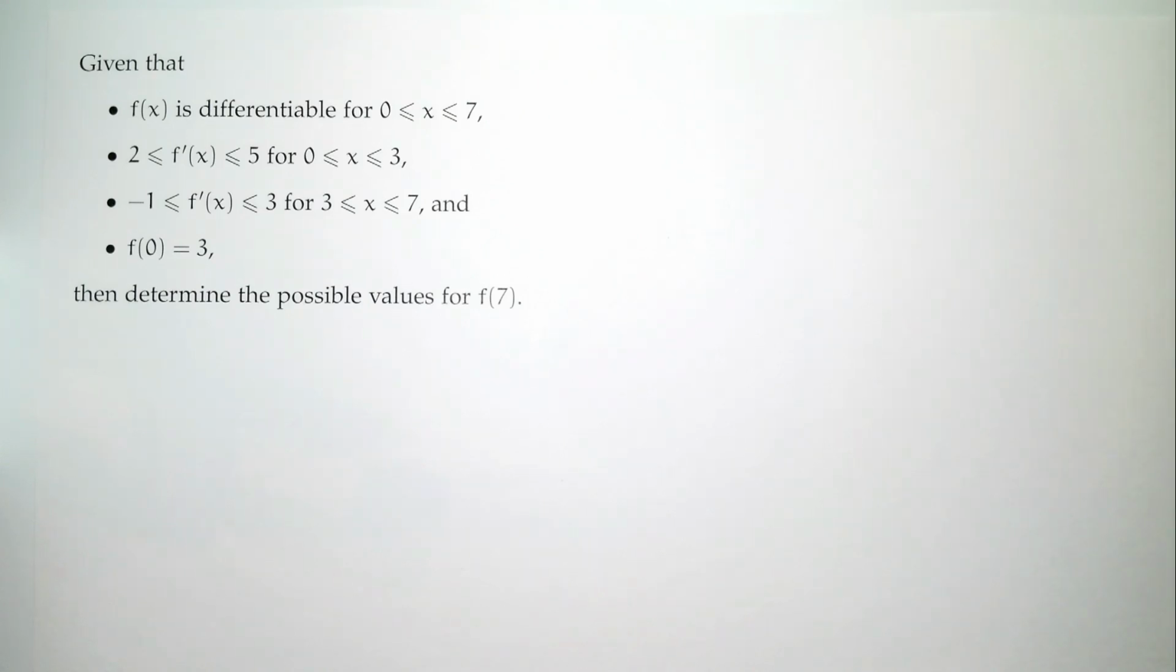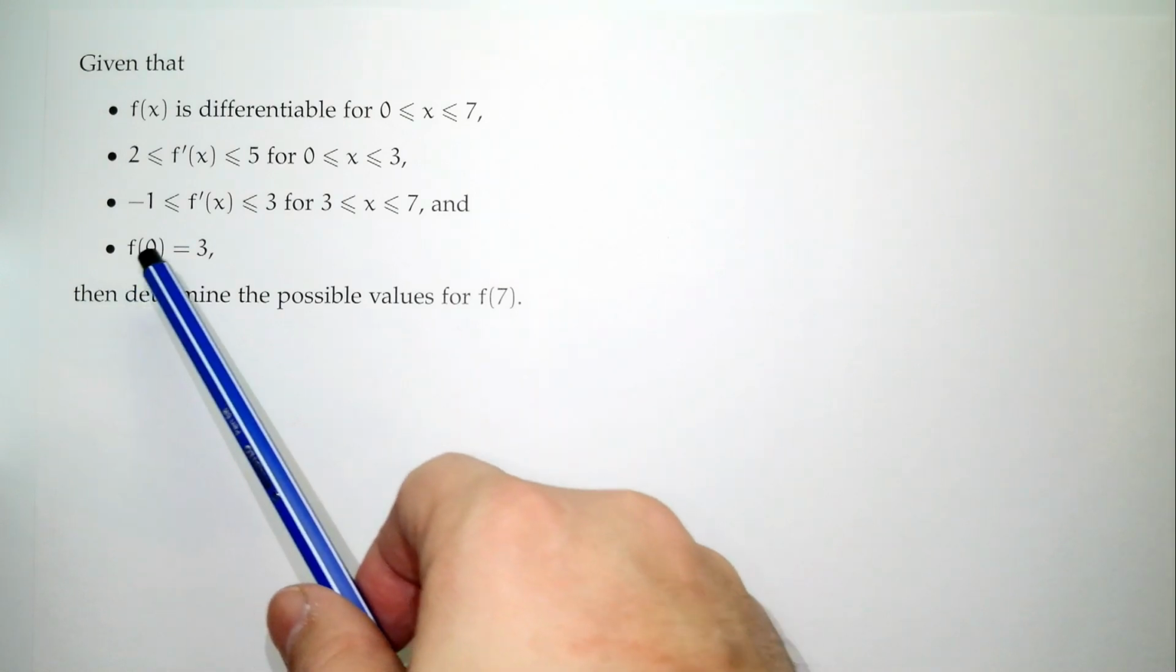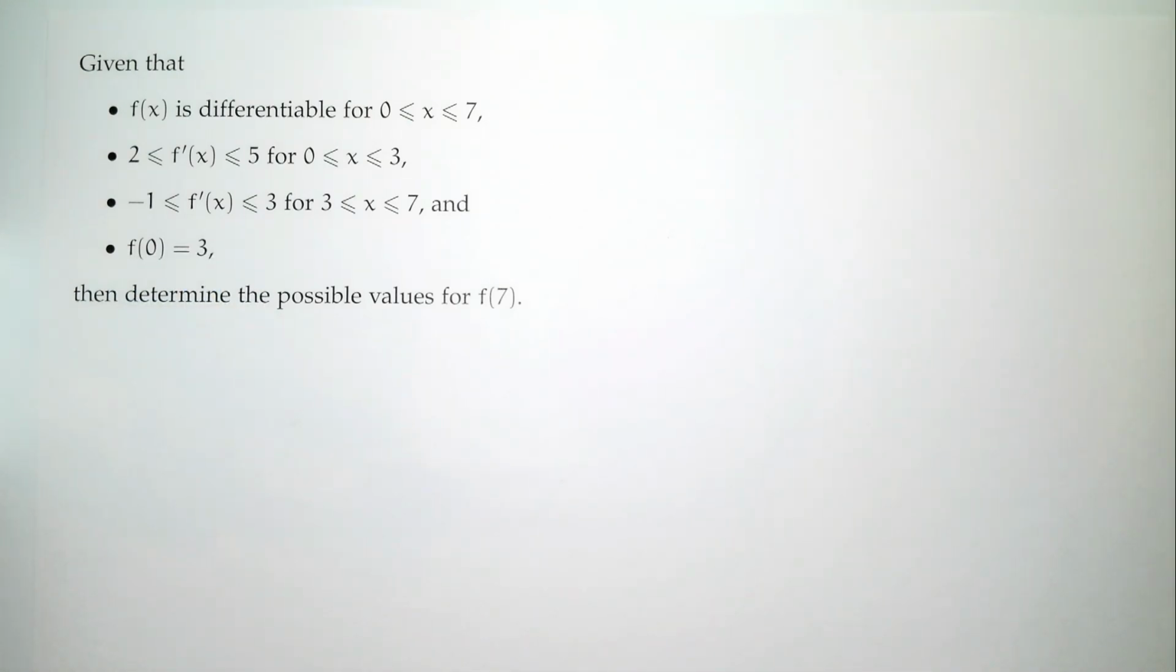Well, time for us to get going, and we'll start like we often start with a problem. Given the following, f of x is differentiable between 0 and 7. That means that f is a nice function, the kind of function we'd like to take home to meet our family. And we know the following, that between 0 and 3, not only is it differentiable, but the derivative is not too big. It stays between the values 2 and 5. And then between 3 and 7, it stays between -1 and +3. Oh, and I guess there's one last thing, f of 0 equals 3.